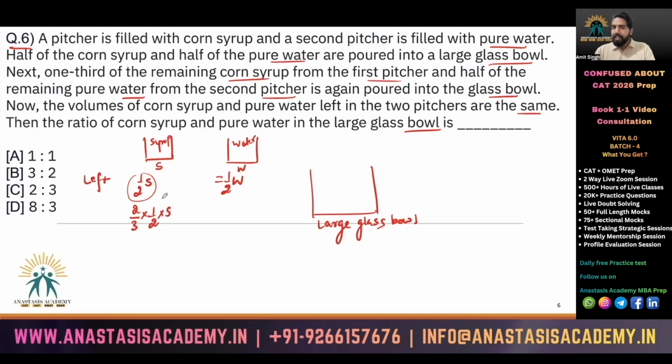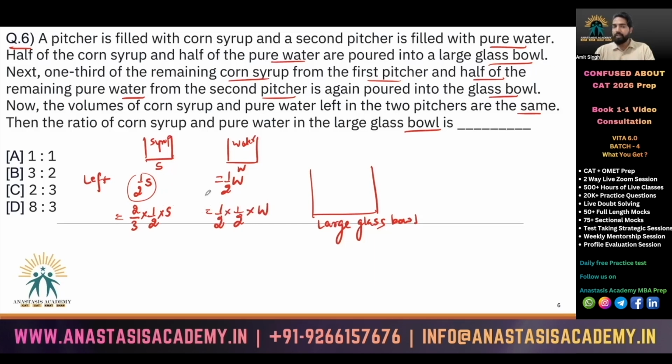Half was removed first, one third was removed now, so how much are you left with of the total? Two thirds and half, right? And same is the case with water. Now I have removed one third of the remaining syrup and half of the remaining pure water from the second pitcher. So what is left is half of the volume, right?